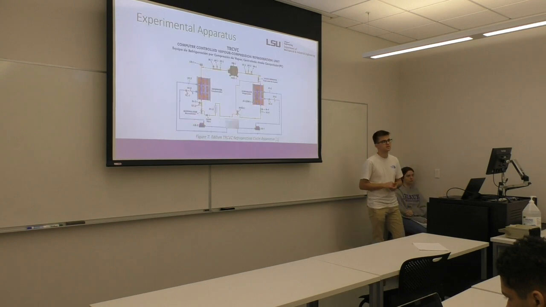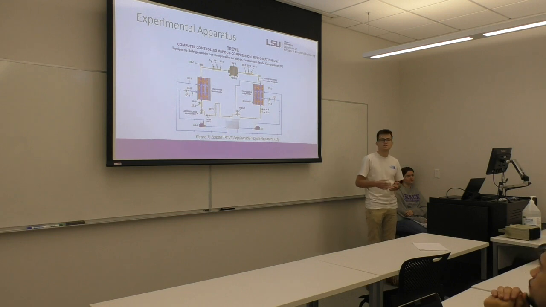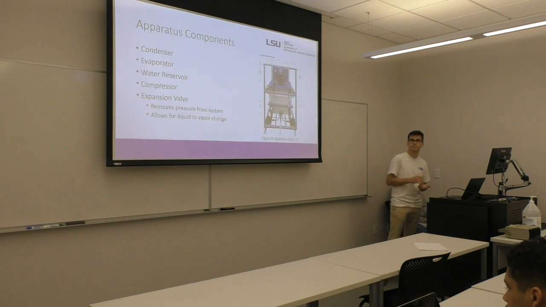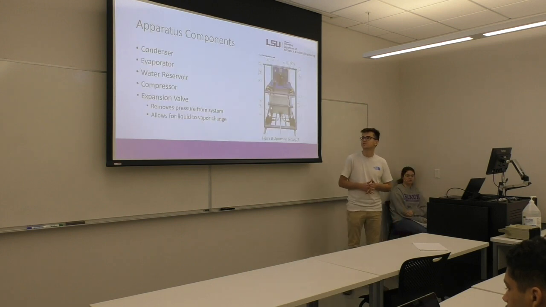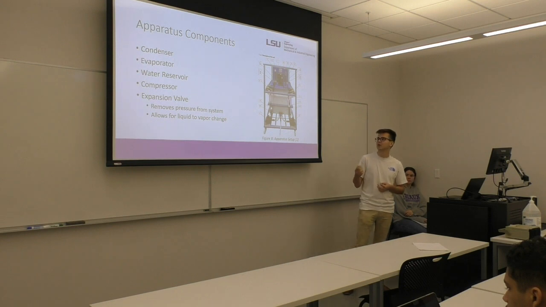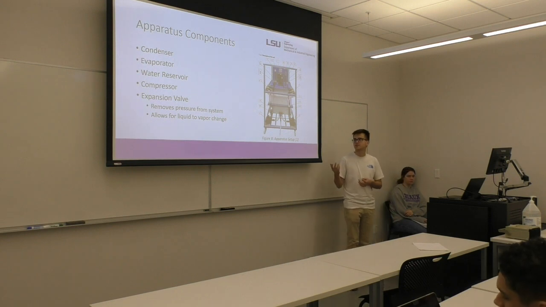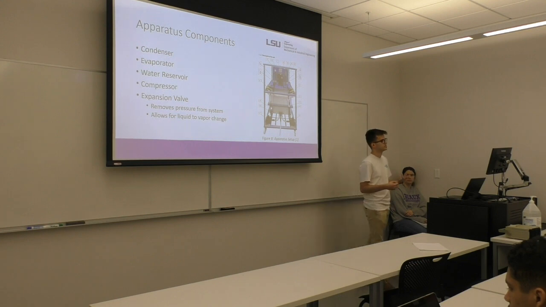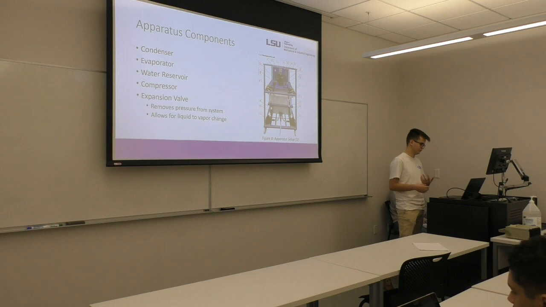The experimental apparatus that we will be using for this experiment is the TRCVC computer-controlled vapor compression refrigeration unit. As I mentioned before, it has all the major components necessary for a refrigeration cycle, including a condenser, an evaporator, a compressor, and this one also has a heat exchanger. The main components to focus on include the condenser, the evaporator, the compressor, a water reservoir, and an expansion valve. The expansion valve is particularly important in a refrigeration cycle because it removes pressure from the system and allows for the phase change of liquid to vapor.